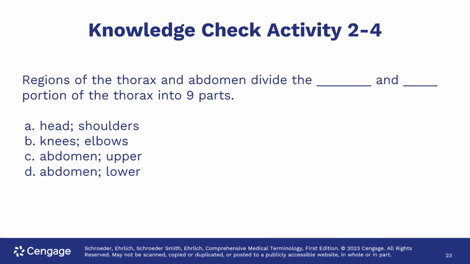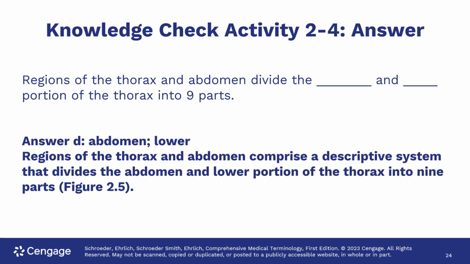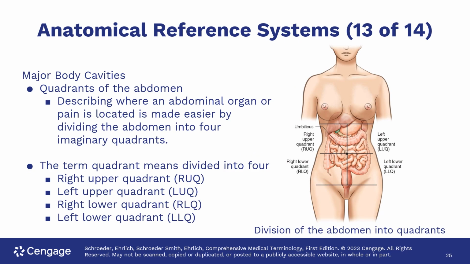Regions of the thorax and abdomen divide the abdomen and upper, or the abdomen and lower parts of the thorax into 9 parts. Visualize that tic-tac-toe board diagram we just looked at. The abdomen is divided into 4 quadrants when we're talking about location. There is the right upper quadrant, the left upper quadrant, the right lower quadrant, and the left lower quadrant.